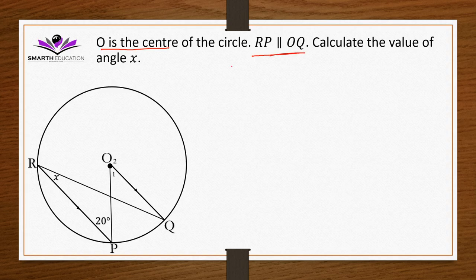When you see parallel, what do you think of? You must think of alternate angles, corresponding angles, and co-interior angles. Alternate angles are equal. Corresponding angles are equal. Co-interior angles are supplementary. Let me just show you alternate angles. They say these are parallel lines, so it will be like this.